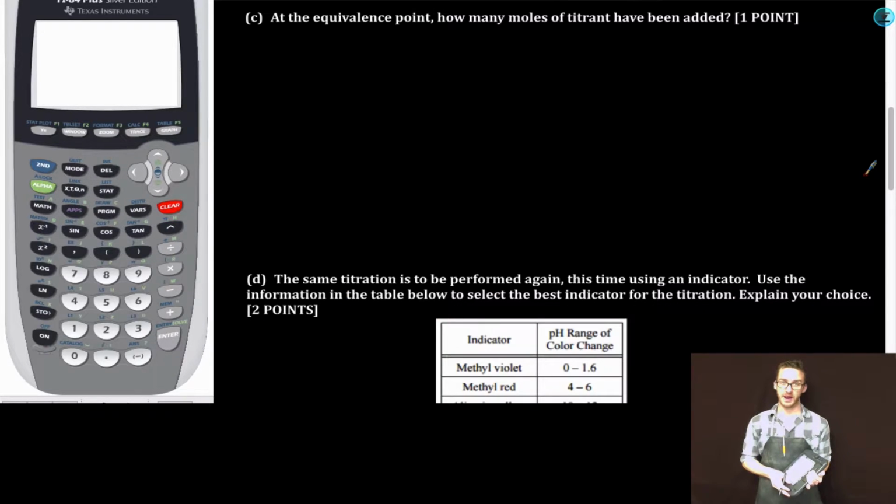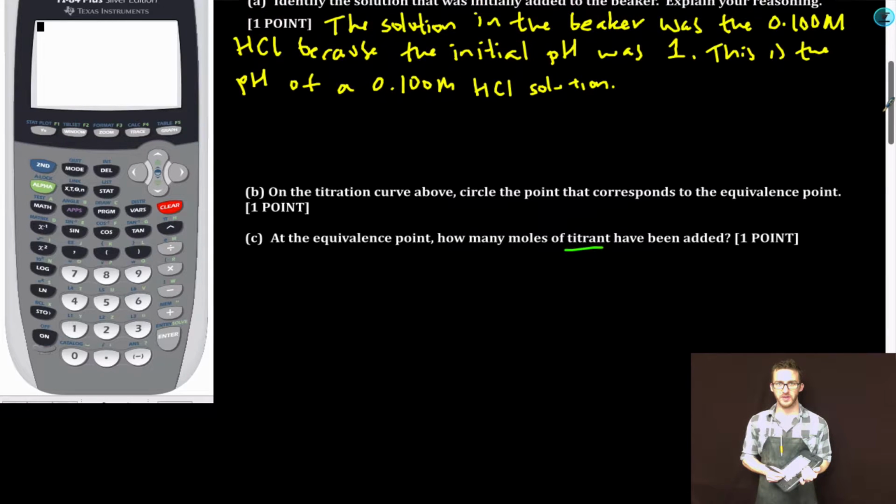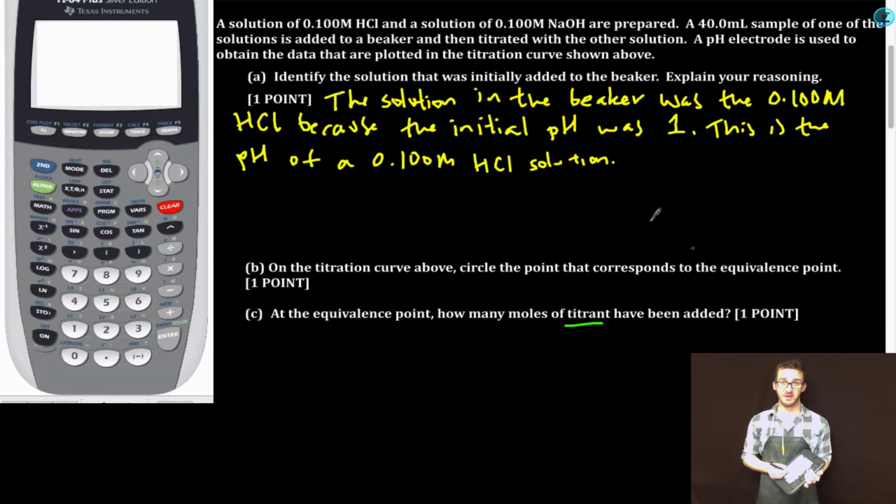Circled. Part C. At the equivalence point, how many moles of titrant have been added? So here's a fun vocabulary word. Recall that the titrant is what is in your burette. We know the concentration and we carefully measure the volume of that titrant. Analyte is what's in your beaker. That's what you're analyzing. So as we think about part A, we decided that the HCl was in the beaker, which means that the burette must be filled with the sodium hydroxide, and therefore is our titrant.